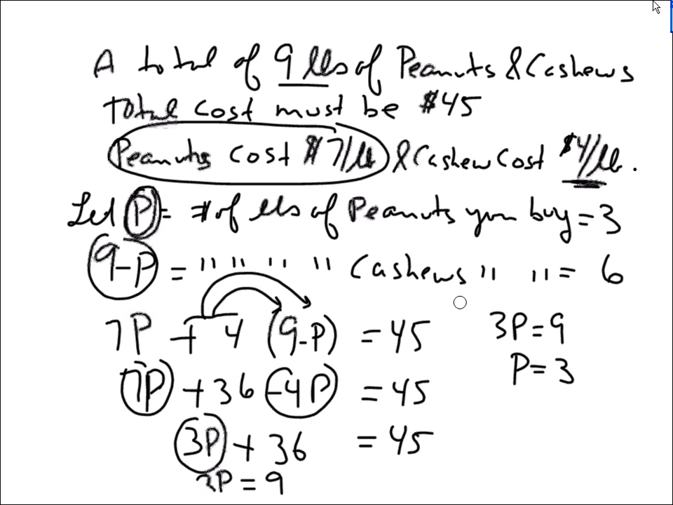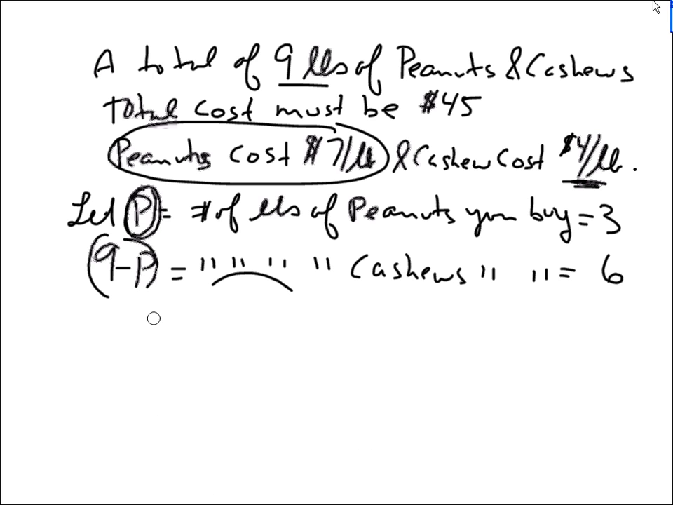Now, let's make sure that this is working. Make sure we're buying 9 pounds, and the cost is $45. Well, 3 plus 6 is 9. That's the check. Peanuts cost $7 a pound. 3 pounds, 3 times 7, 21. Cashews cost $4 a pound. You're buying 6 pounds. 6 times 4 is 24. If you add these, you do get 45.